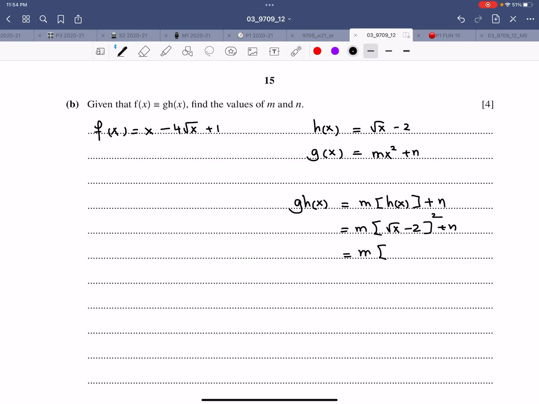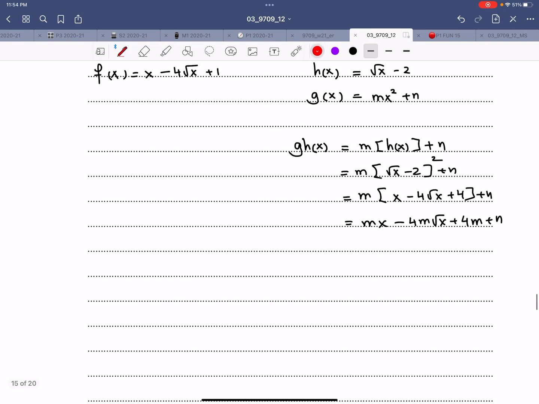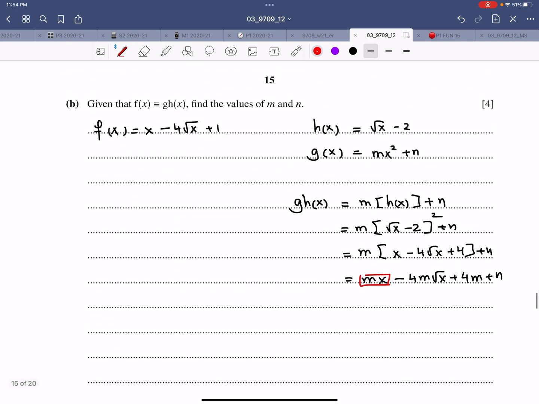This is x minus 2 into 2, that is 4 root x, plus 4 plus n. That is mx minus 4m root x plus 4m plus n. So this is mx, that should equal to this. This is the x term, the root x term, not the whole thing, just this much. And last but not the least, this one is equals to 4m plus n. Got the idea? This is simple comparing coefficients.